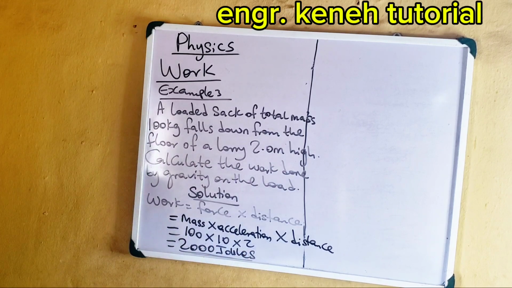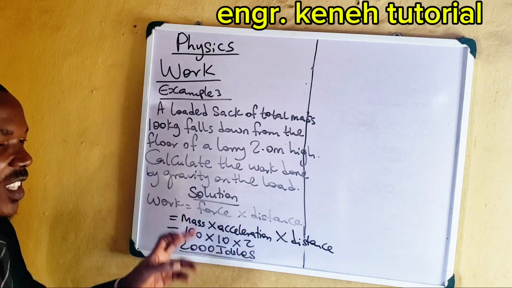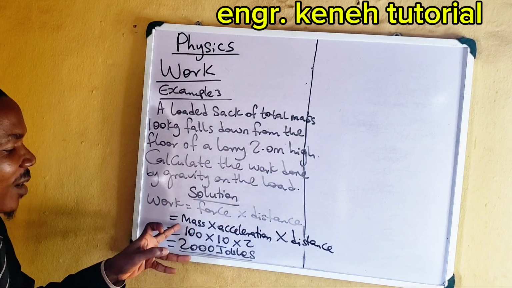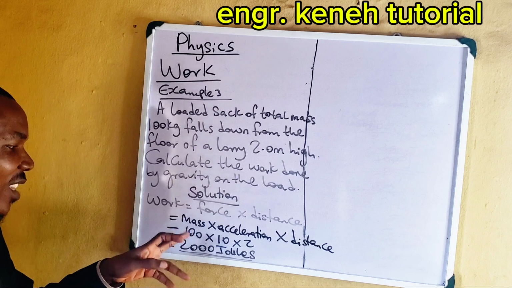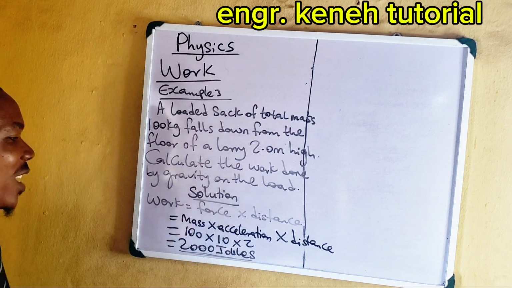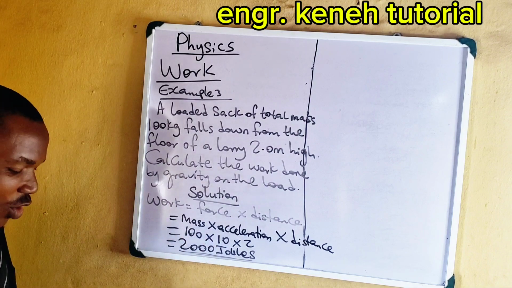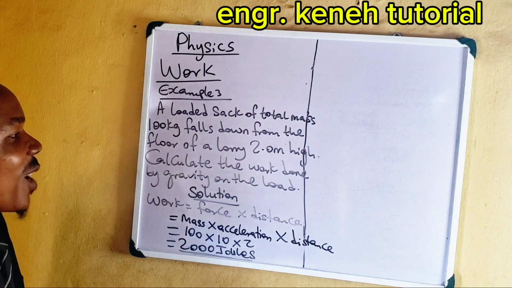It is not difficult. Just force times distance, but note that force can be found using the formula mass times acceleration. If it's linear acceleration, we use a. If it's acceleration due to gravity, we use g. All right, so that is how it can be solved.